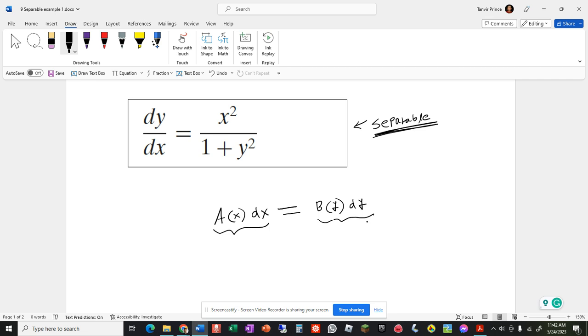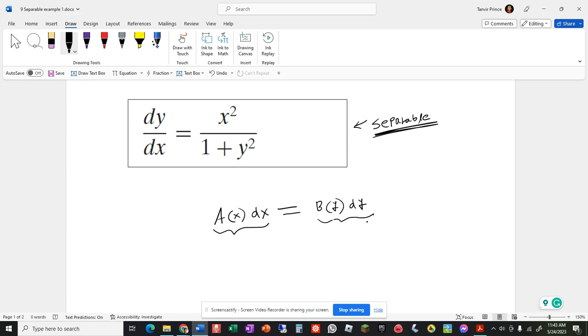In the beginning, the question may not look separable, but after you do a little bit of algebra, it will be. For example, sometimes you cross multiply, sometimes you multiply the numerator and denominator by something, sometimes you factor out and then cross multiply, depending on the situation.